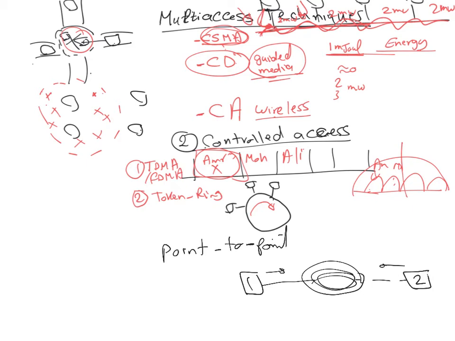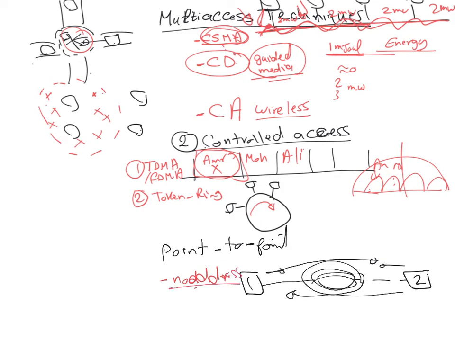In point-to-point, I don't have to specify an address. Anything I send from 1 will go to 2. Anything I send from 2 will go to 1. So you don't have many choices here. So number one, here, no address.